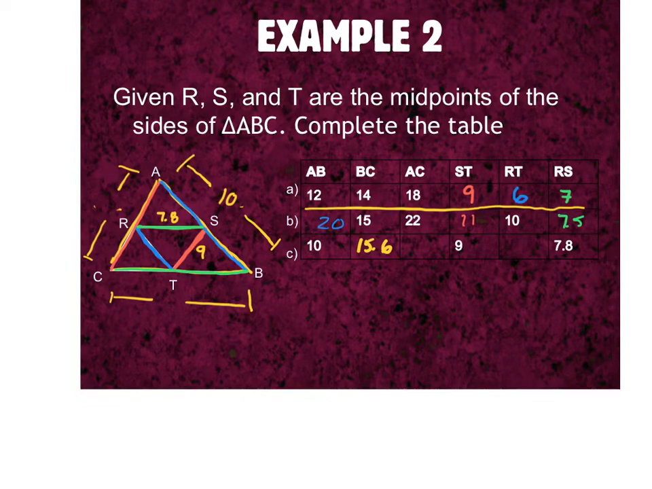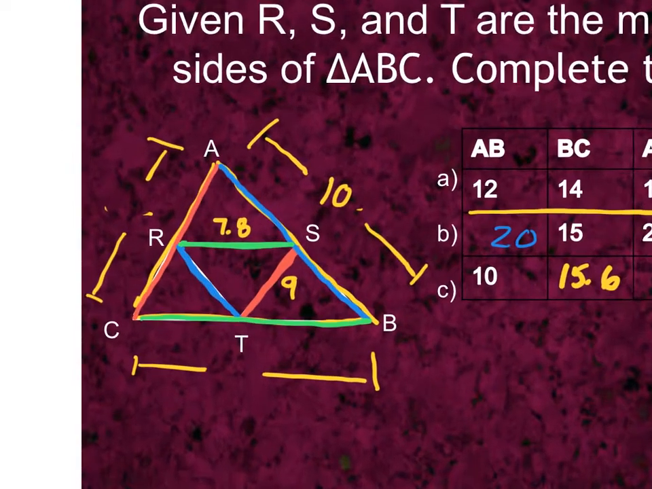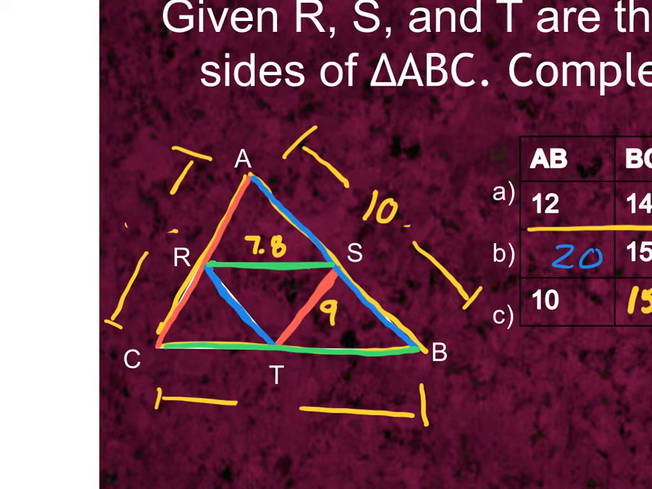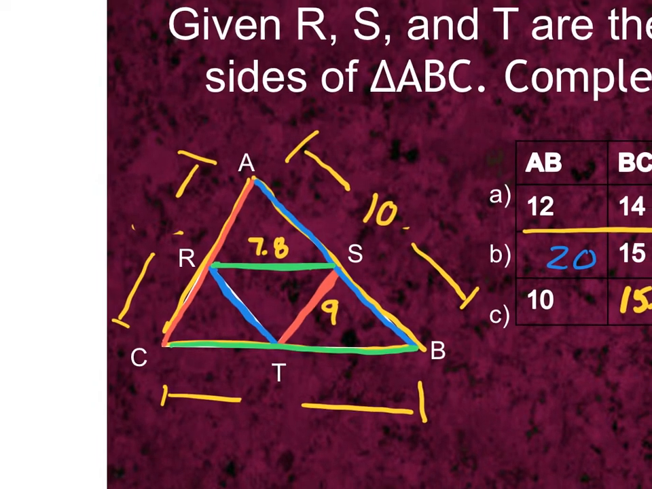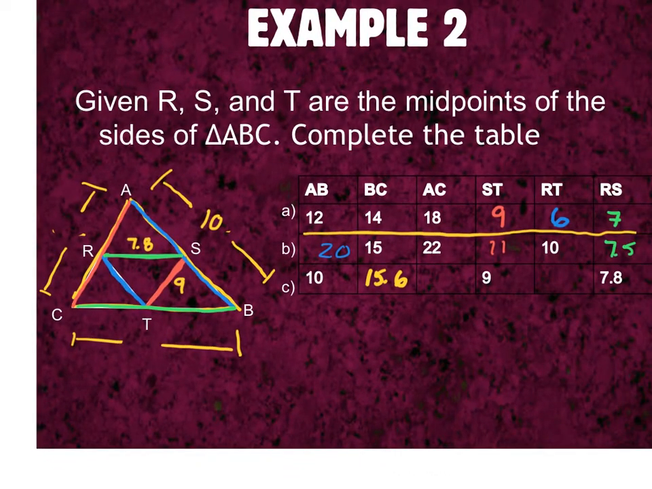7.8 times 2, because it's parallel to the other green line. RS is the mid segment, so BC must be twice as much as that. How about AC? Somebody different give me AC, that red line over there on the big red line on the left. 18. 18, how'd you get that? 9 times 2. Right, since it's parallel to the mid segment that is also red, it is 9 times 2, which would be 18.